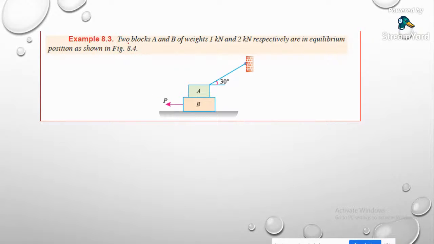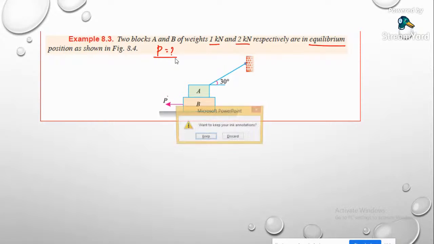It is mentioned here that two blocks A and B having weight 1 kilonewton and 2 kilonewton respectively are in equilibrium. It is already mentioned these blocks are in equilibrium position. So here we need to find out what is the total force acting on this block.